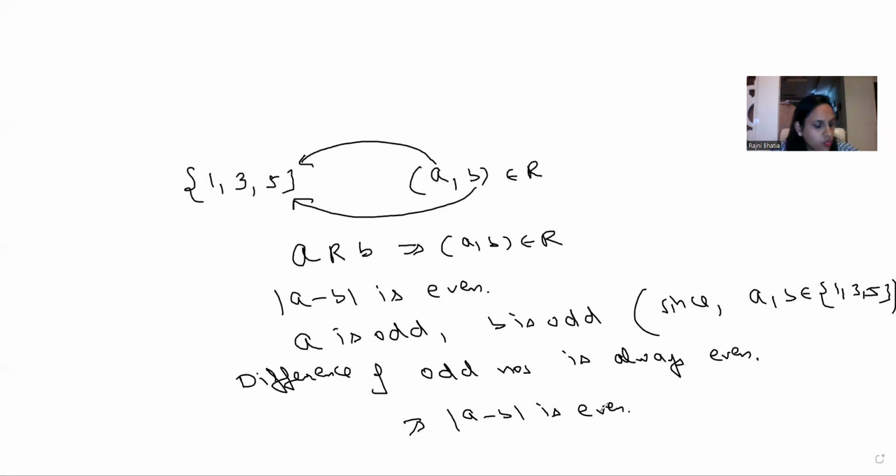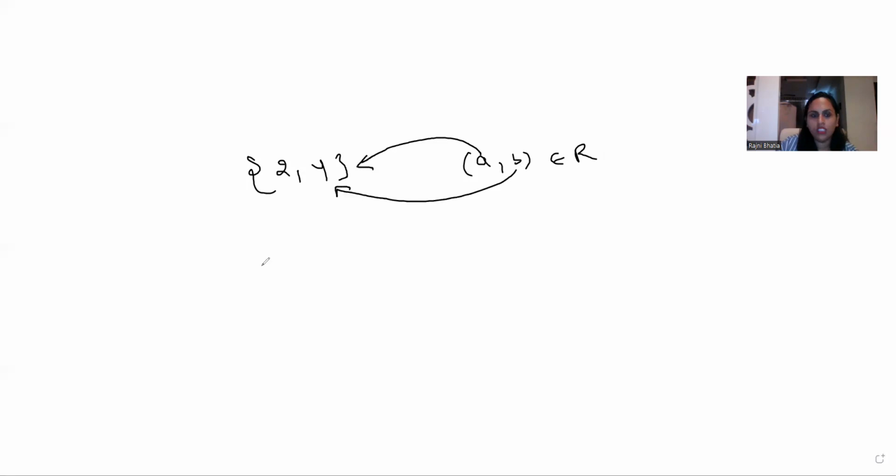The next part of this question says, show that all the elements of {2, 4} are related to each other. That means we need to prove (A, B) belongs to R, where A also comes from this set and B also comes from this set. So how are we going to write? We will write A is even, B is even. The reason is very simple.